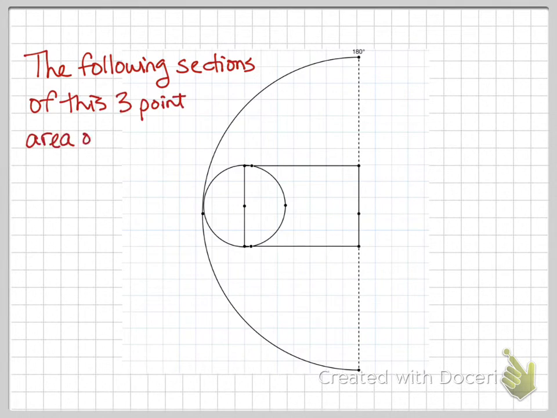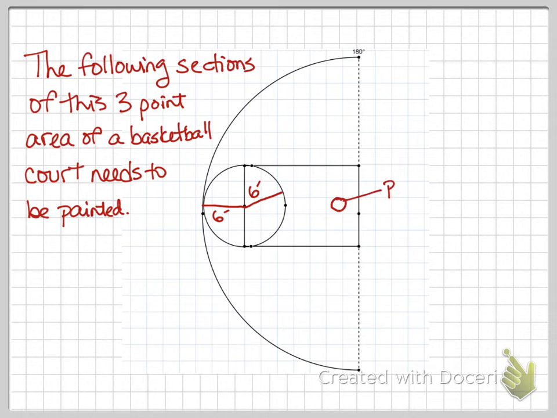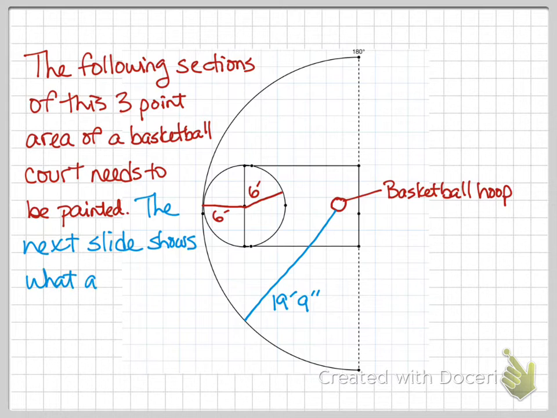Now, here's a real life application of what we're going to do and what you're going to be working on. What you have here is the 3-point arc of a basketball court. These are official dimensions for a middle school and high school size court. So from the basketball hoop out to the 3-point line is 19 feet 9 inches, and the radius of the circle where the free throw line is 6 feet. That goes into the lane, and it also connects up here at the top of the 3-point arc. So this 6 feet is included in the 19 feet 9 inches length.